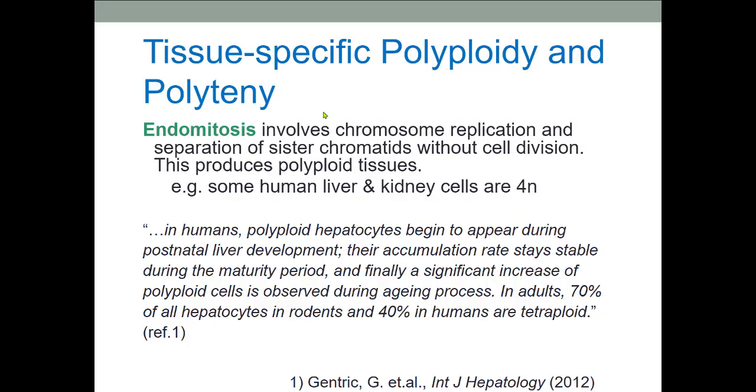This has been shown to happen in some human liver and kidney cells that are actually found to be tetraploid. And so you can read this quote here. I won't read all of this, but I just want to highlight that in adults, 70% of all hepatocytes, all liver cells, are shown to have been tetraploid in rodents, but still about 40% in humans. And this was referenced out of a couple of papers down here at the bottom. But it's not obviously our normal. Humans are normally diploid with haploid gametes, sperm and egg cells. But there are instances where we've seen this, what's called endomitosis.